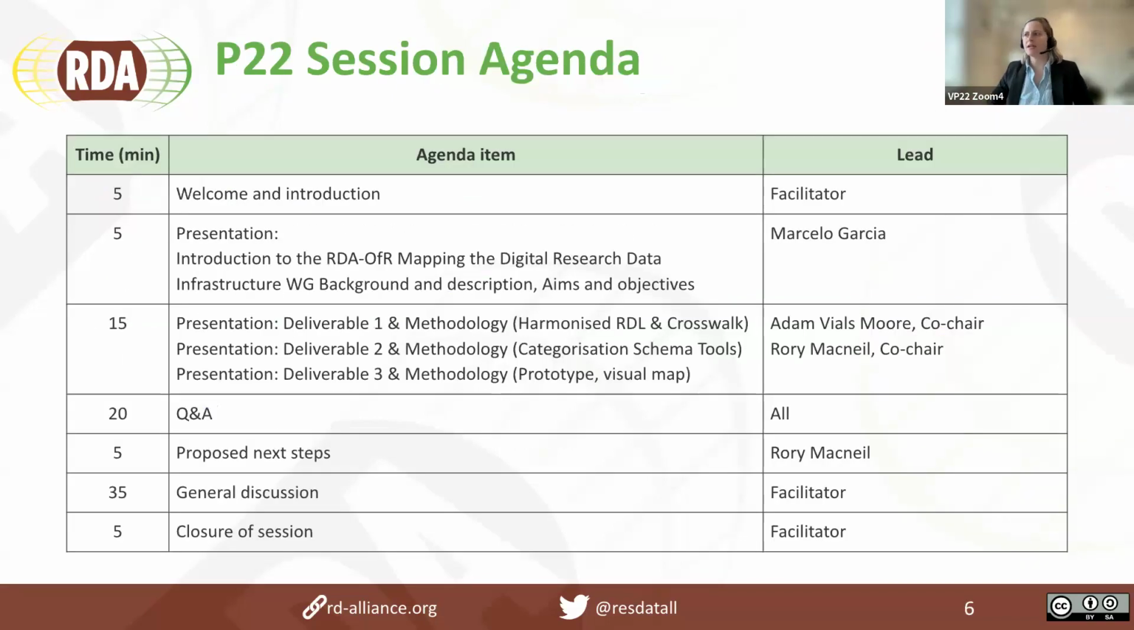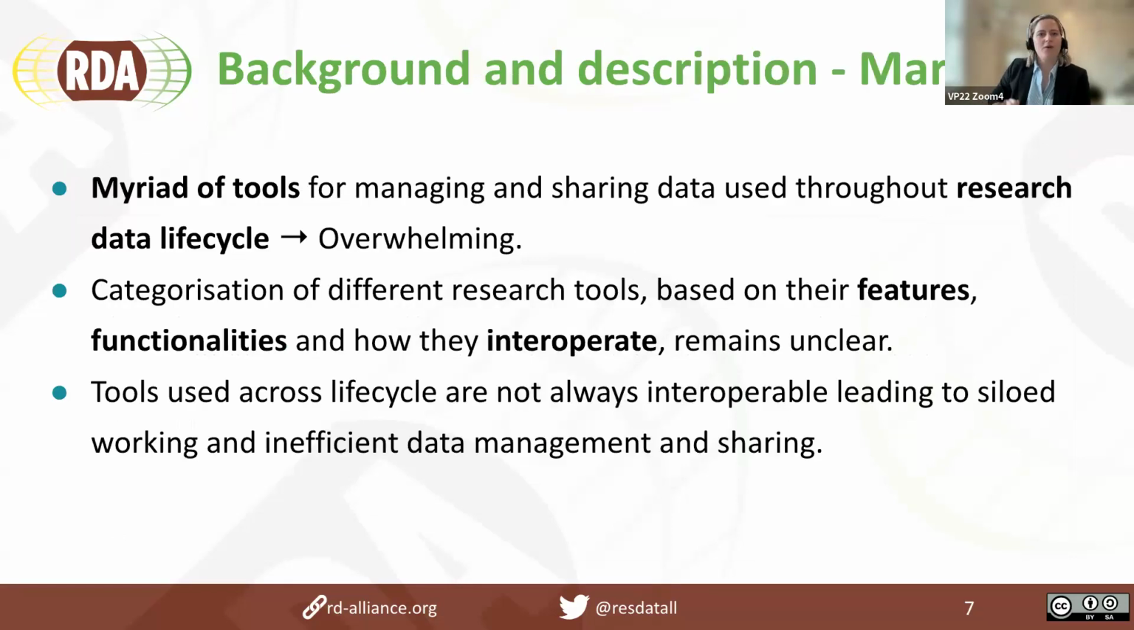So the session agenda: I'm going to hand over very shortly to Marcelo, who will give an introduction to the working group, a bit about the background, the description and the high-level aims and objectives. And then Adam and Rory, between them, will take some time to present through the 3 draft deliverables that we've been working on. And then we'll have 20 minutes for an open Q&A. And then Rory will share some proposed next steps, because as I mentioned, the group has developed a prototype that we hope that we can work on through another type of mechanism, another working group within the RDA. And then we'll hopefully have time for some in-depth discussion on your thoughts. So on that note, I'll stop speaking and I will hand over to Marcelo.